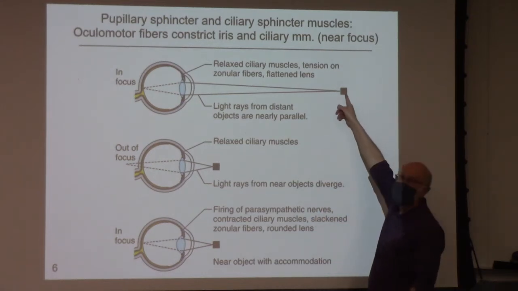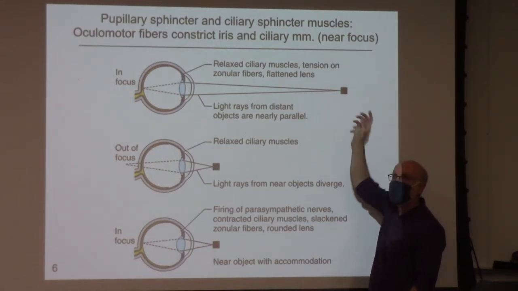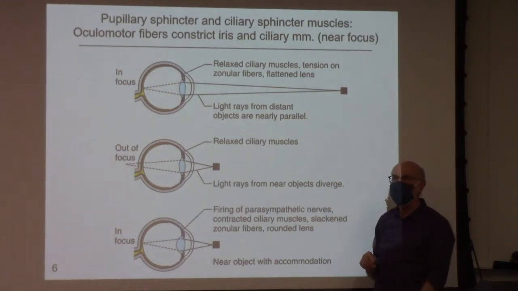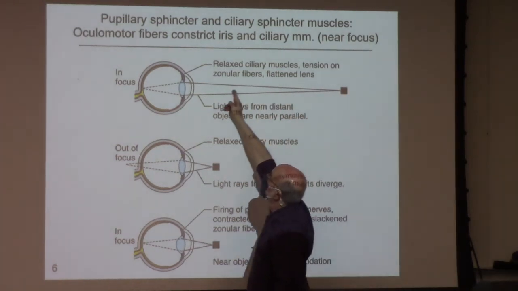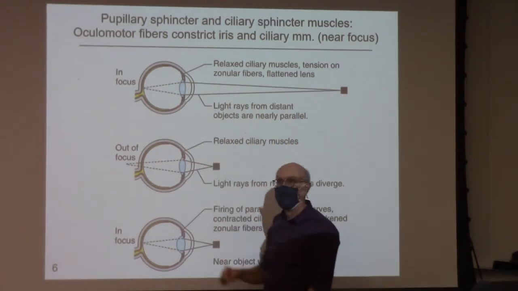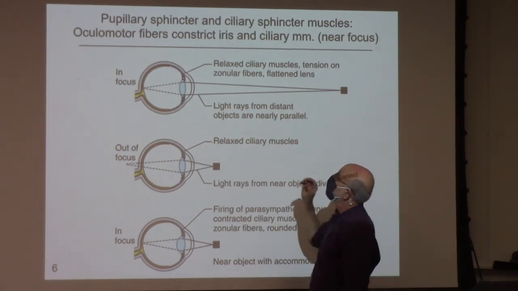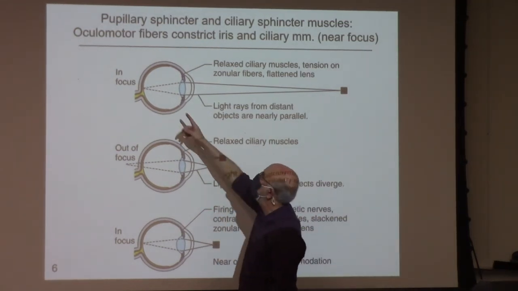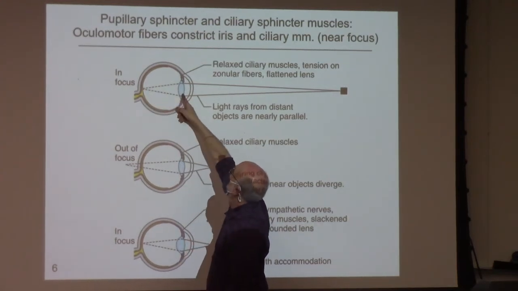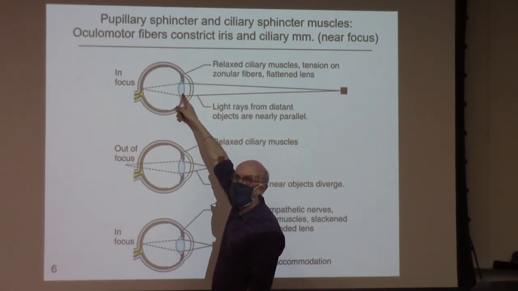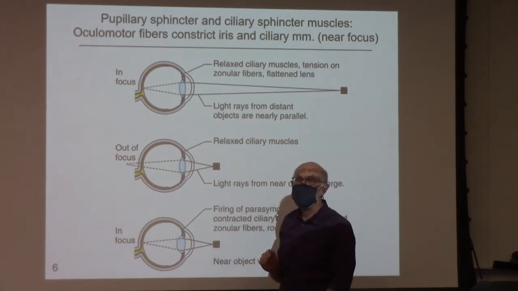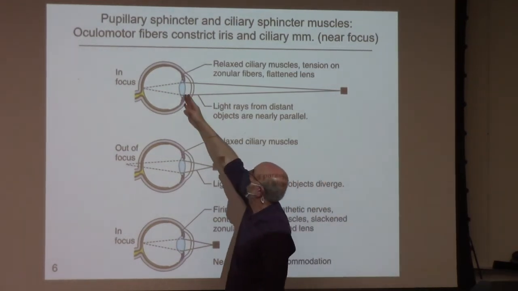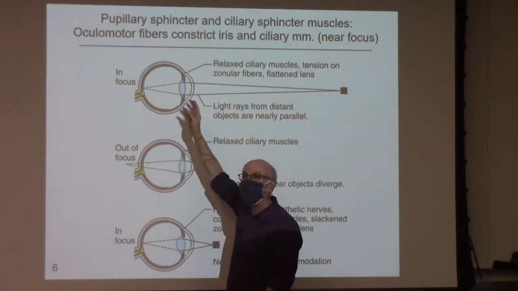So let's talk about a distant image. I'm focusing on that house on the other side of National Road over there. Very far away. The light is from a long distance. In order to focus that light on my retina, I need my lens to be flat. If my lens is too round, it's going to focus it in the wrong place. So I need my lens to be flat.